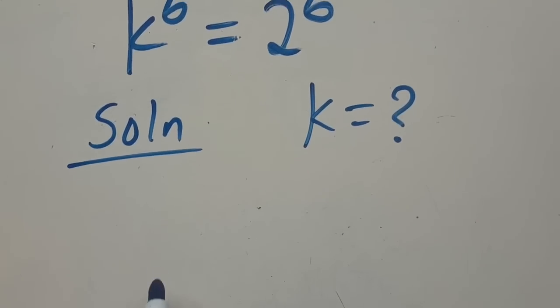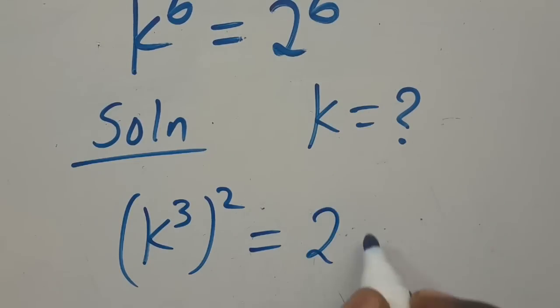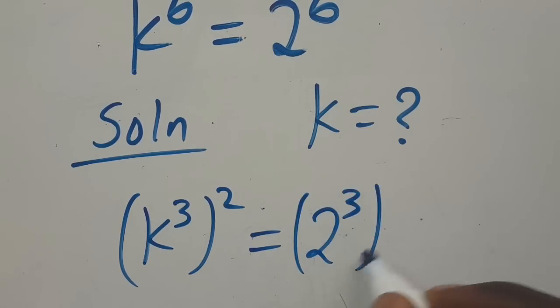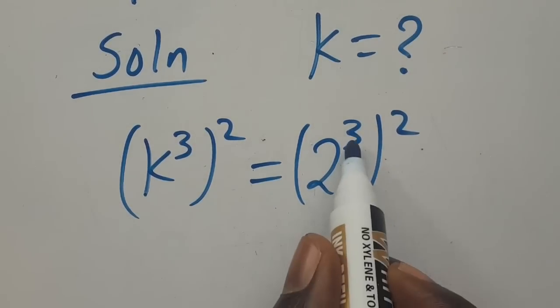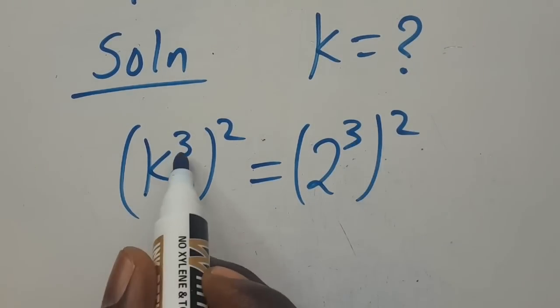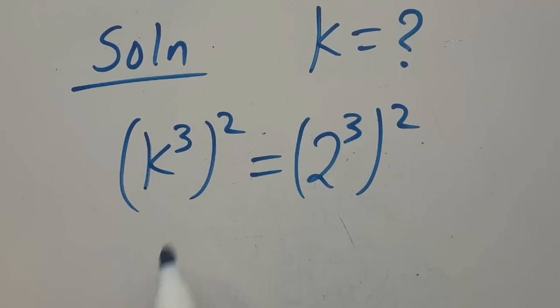Then from here, we can simplify this as k to the power of 3, all in bracket, to the power of 2 equals 2 to the power of 3, all in bracket, to the power of 2, because 2 times 3 will give us 6, and 3 times 2 will give us 6. So from here, let's take the whole expression to the other side.